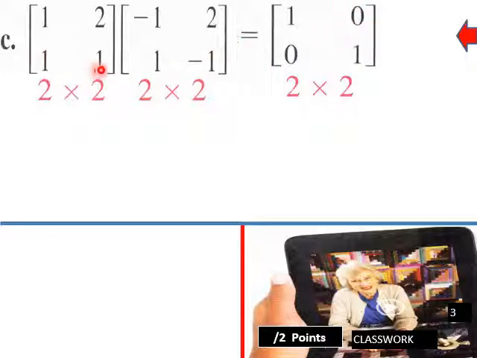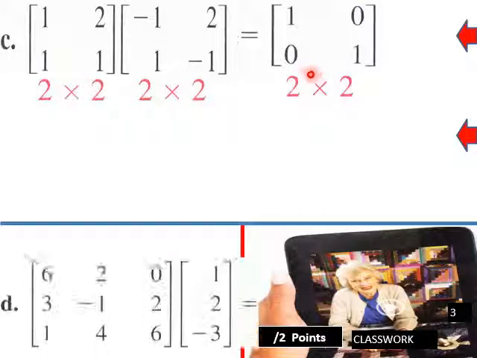And then row times column again for down here. 1 times -1 is -1. 1 times 1 would be 0. And then for this position here, 1 times 2 would be 2. And then 1 times -1 would be -1. That would be +1 there.